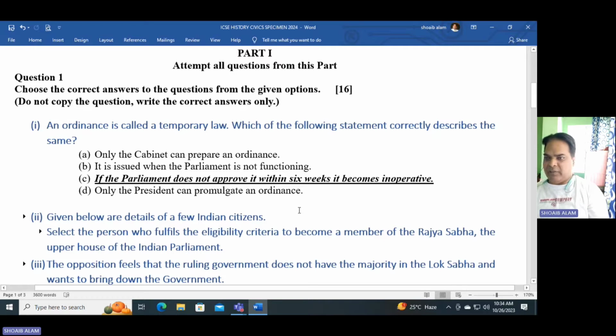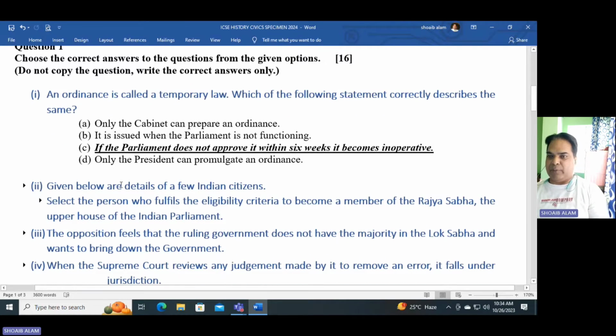But most of the time we get confused with the option that it is issued when the parliament is not functioning. It's wrong, my dear. An ordinance is a temporary law passed when the house is not in session. That is the term. But here it says not functioning. If the parliament is not functioning at all, then there is no question of sessions. So logically the answer is C, if the parliament does not approve it.